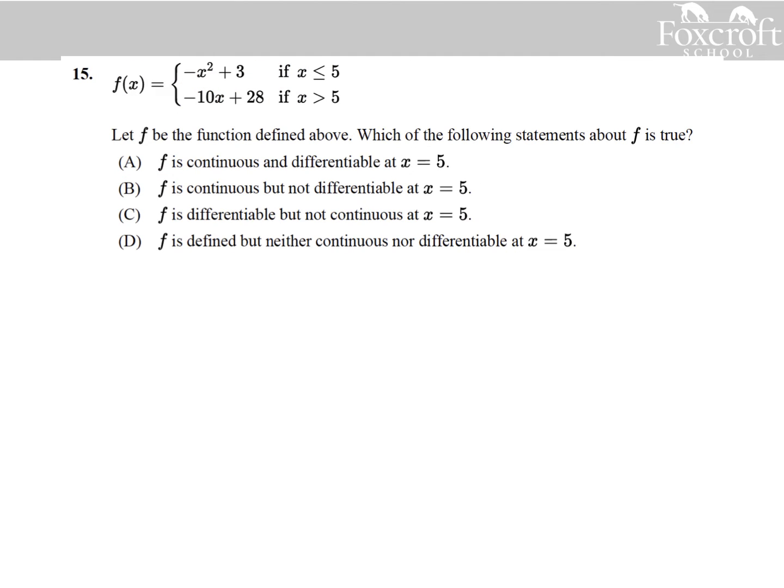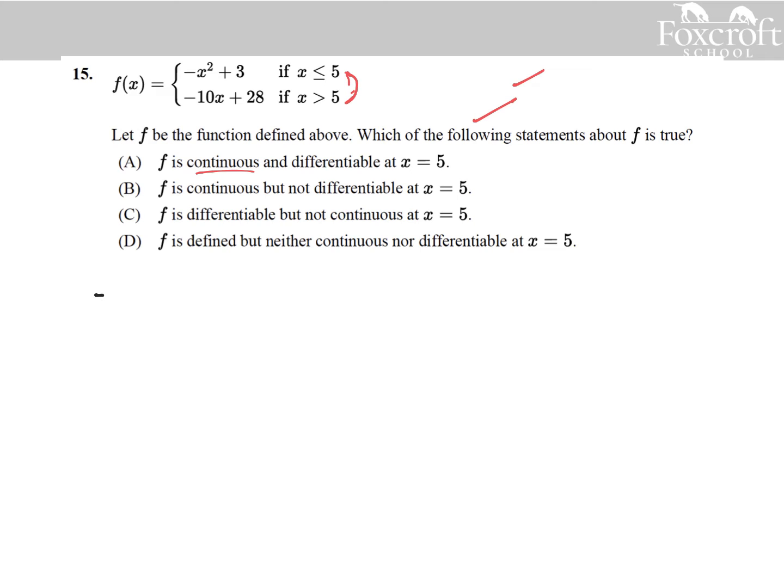All right, let f be the function defined above. Which of the following statements must be true? So it's either continuous and differentiable or some combination of not being those things. So the first thing is continuous. When we switch at a piecewise function, in order to be continuous, we've got to make sure there's not a jump. So we have to make sure these two pieces match up. So let's plug in 5 into both of these.